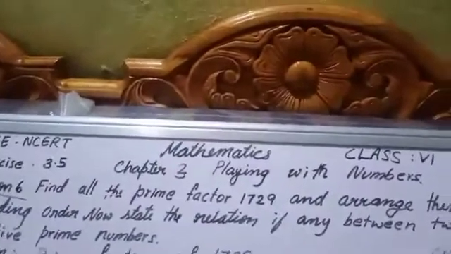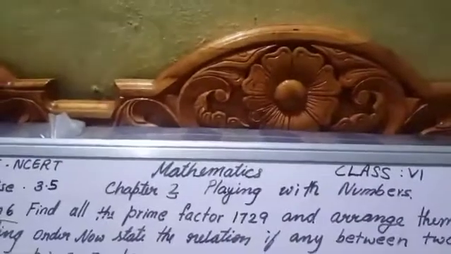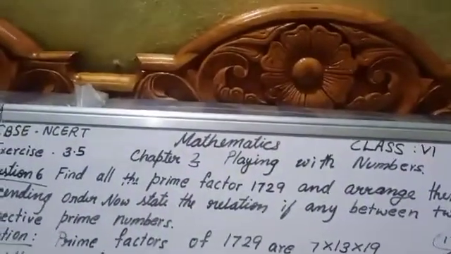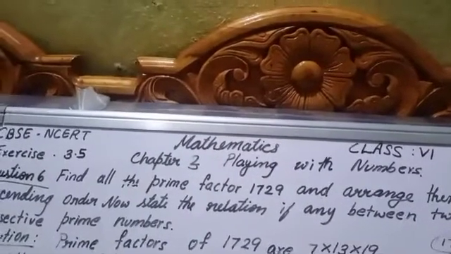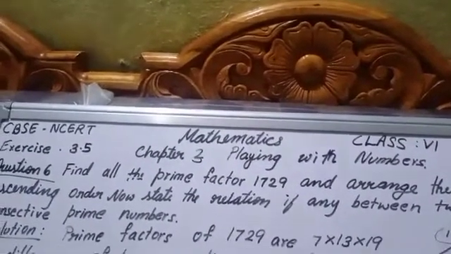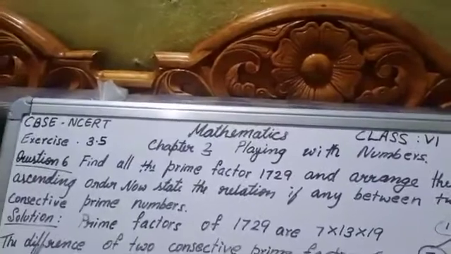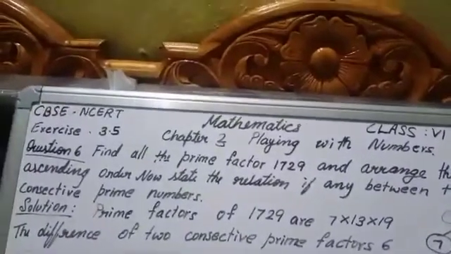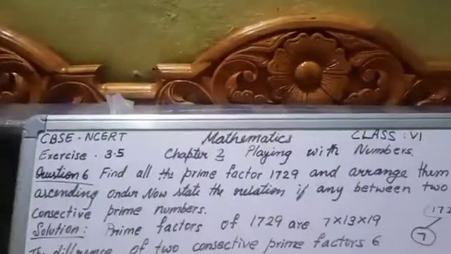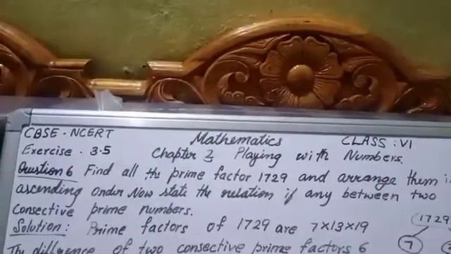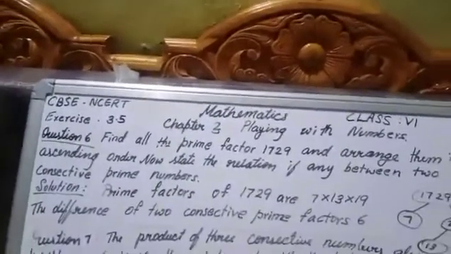Another thing they said is that we have to arrange in ascending order: 7 into 13 into 19. It is in ascending order. Then we have to state the difference of two consecutive prime factors. If we observe, the difference is 6. So we can write that the difference of two consecutive prime factors is 6. Now let us go to question number 7.